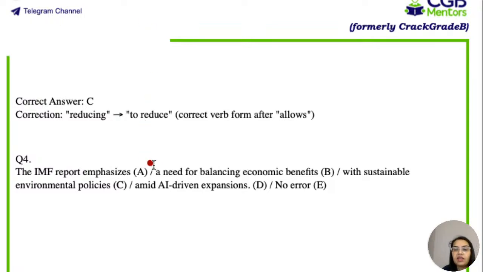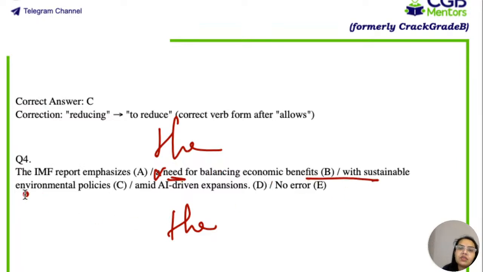Answer to this one is a very interesting one. B is the answer and answer is the. No, not the. The IMF report emphasizes there is a specific need mentioned. It is explained. So it is not a need out of many. Okay, there is the need for balancing economic benefits with sustainable policies amid AI-driven expansion. So this was the correct use of the article that we wanted here.